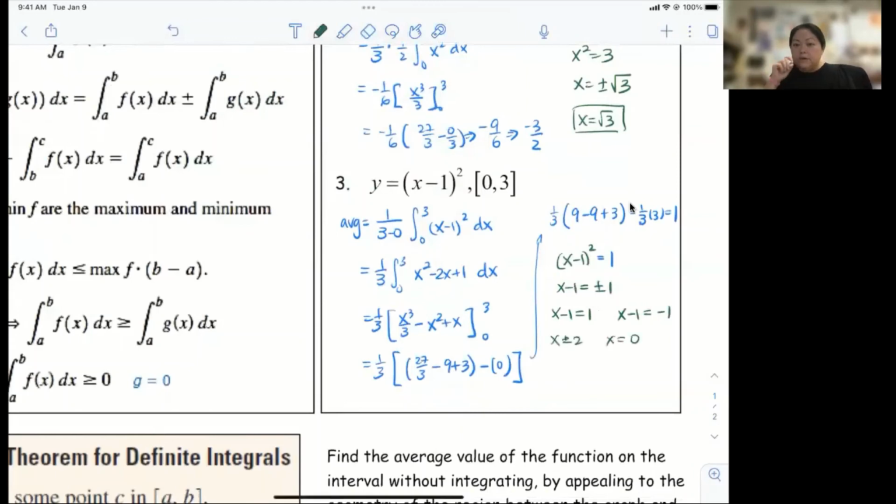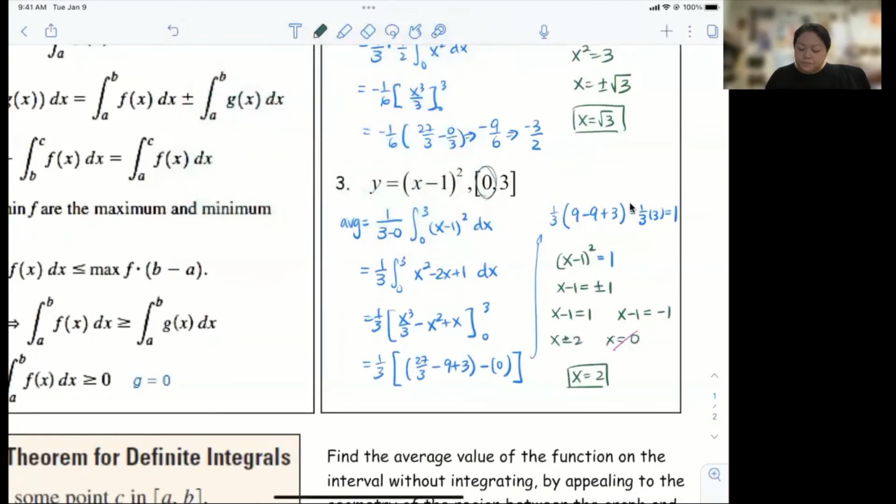So yes, both of these are in my interval, but it's not useful to me if my number is right on the edge of my interval. So my x equals 0 is extraneous in a sense, and so my final answer would be x equals 2 is where my average would occur.